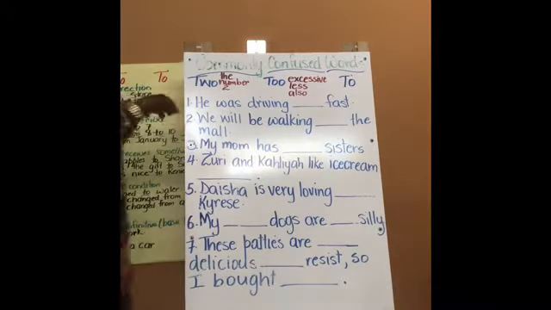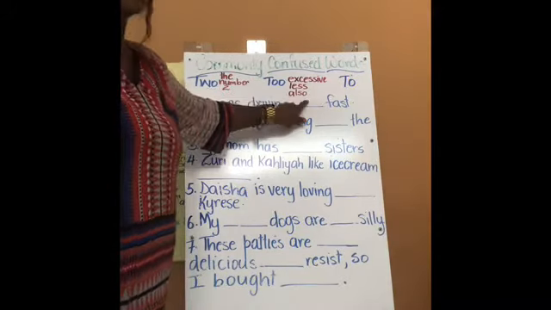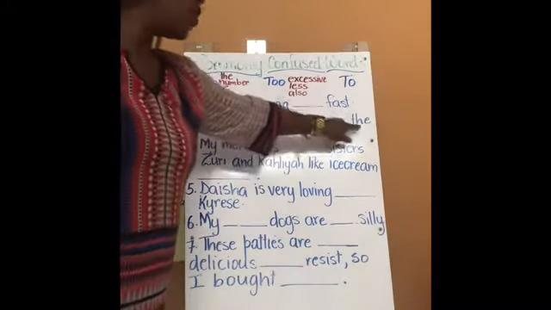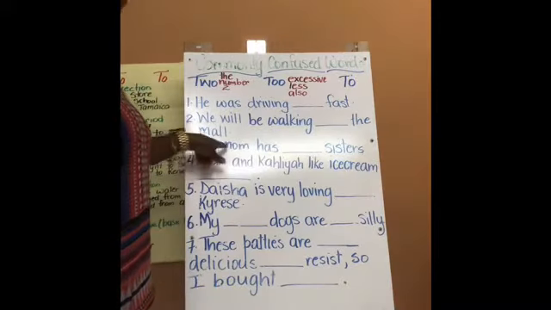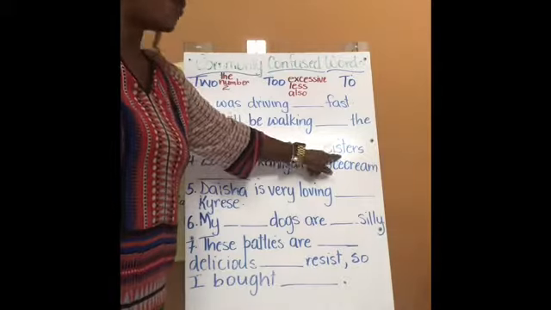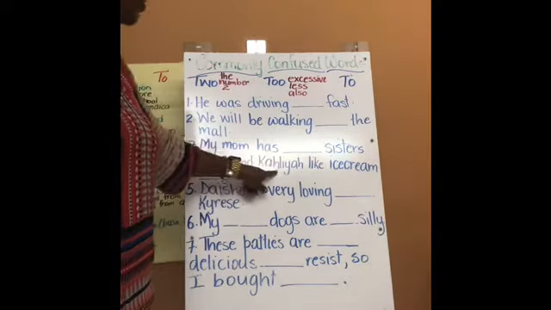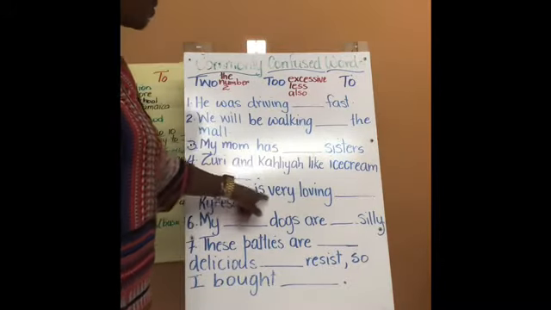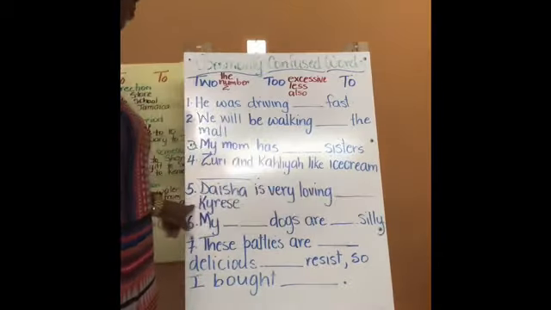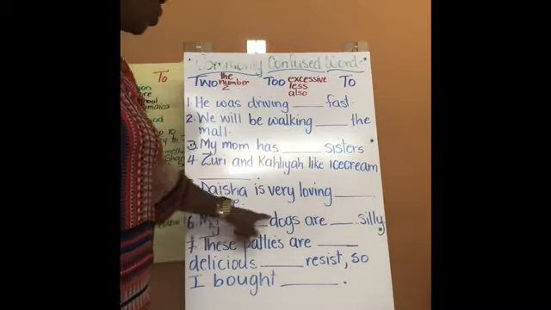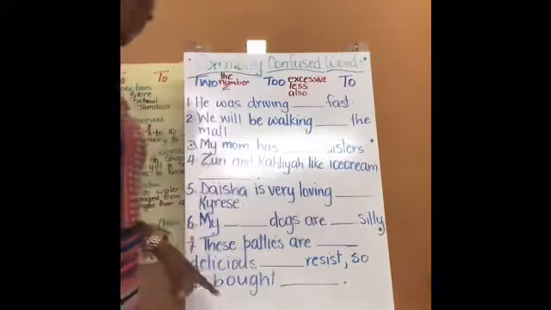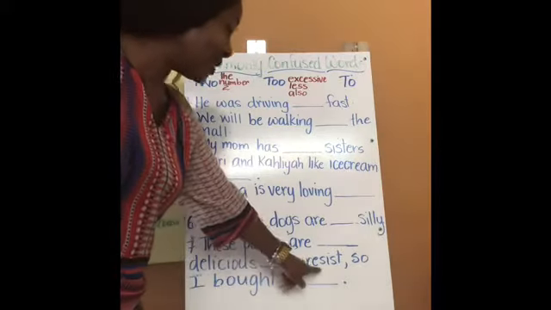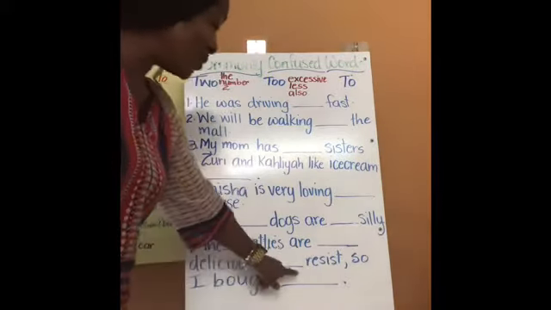So the first one is, he was driving too fast. We will be walking to the mall. My mom has 2 sisters. Zuri and Kalia like ice cream too. Daisha is very loving to KAYIE'S. My 2 dogs are too silly. These patties are too delicious to resist, so I bought 2.